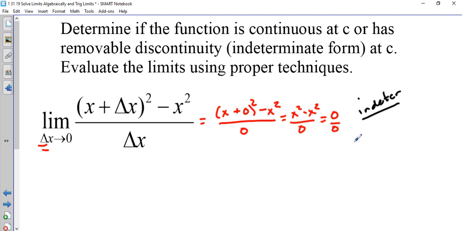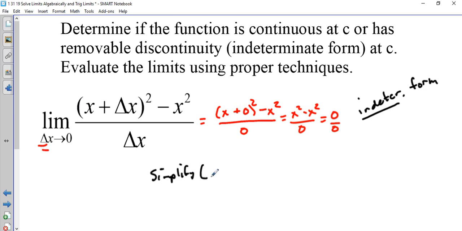Okay, there's some sort of removal of discontinuity. All right, indeterminate form right there. So what we've got to do, once again, we have a polynomial here. We're not going to divide, well, we're going to divide out, but before we divide out, we're going to just factor. We do some algebra. We're going to simplify. Remember, we're going to simplify.